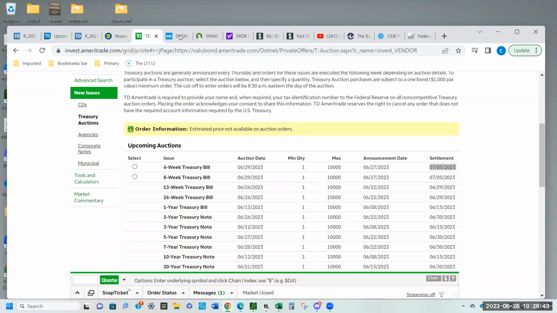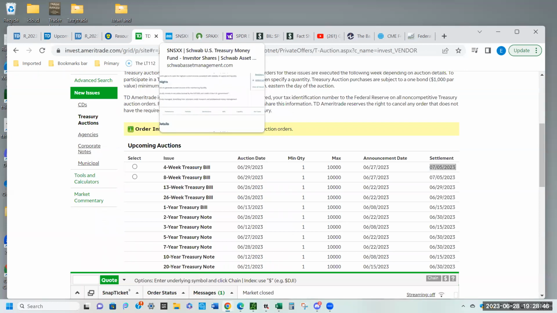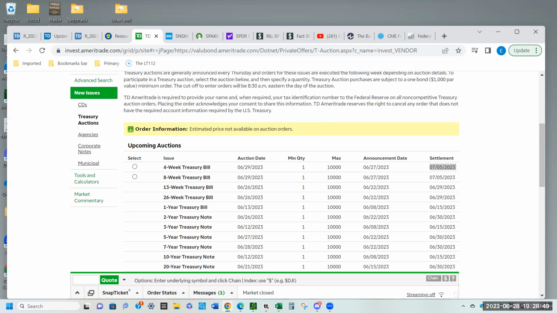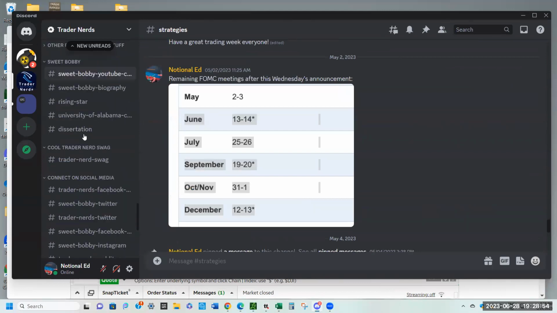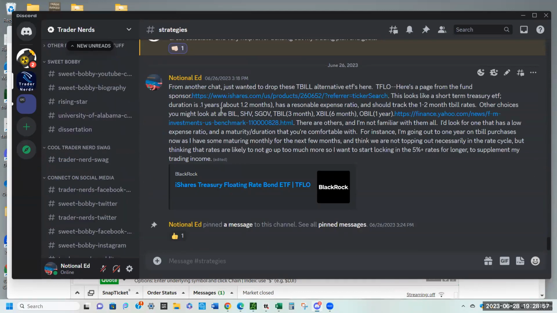So besides T-bills, there are other options. I'm going to go back to the Discord again and find a post. Here we go. So this is in the Treasury Strategies room. I also have it pinned in my room. It's on some alternatives to the T-bills themselves. So these are exchange traded funds, ETFs, kind of like SPY, kind of like GDX, kind of like every other ETF you ever traded. These are ETFs that are made up of treasuries that are of various maturities.